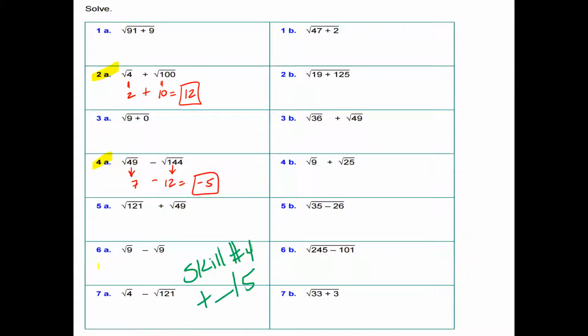All right, let's shift our focus onto 5 over here on the side. Notice how different this is. Now you have both numbers inside the square root. 35 minus 26 is going to give you a 9. Square root of 9 is just a 3. And then similarly, if you take a look at question number 6b, 245 minus 101 is going to give you 144, which is just going to give you 12.